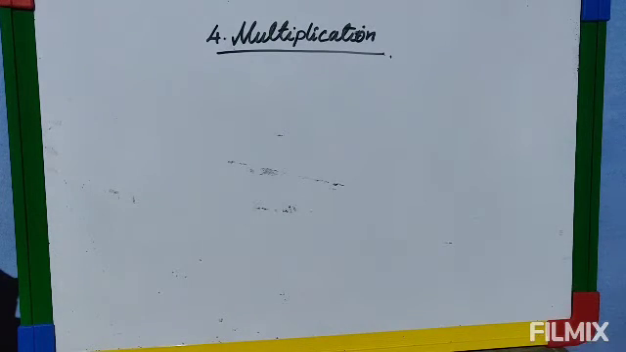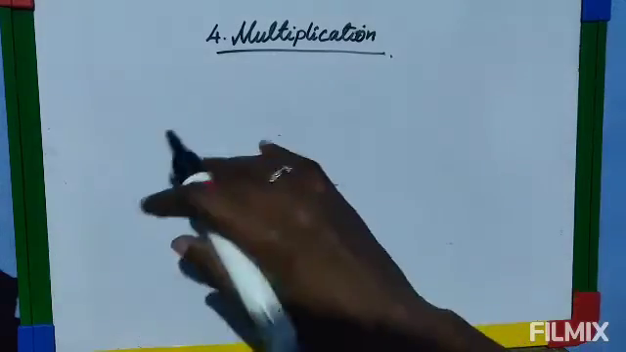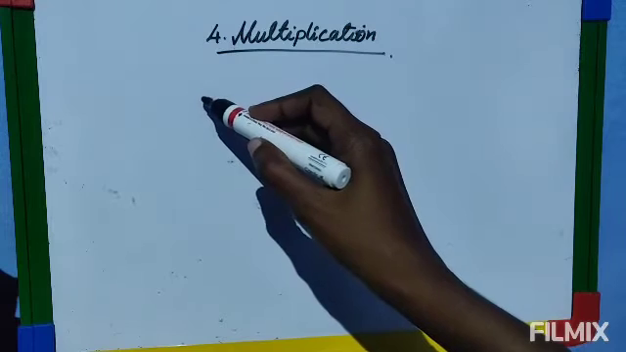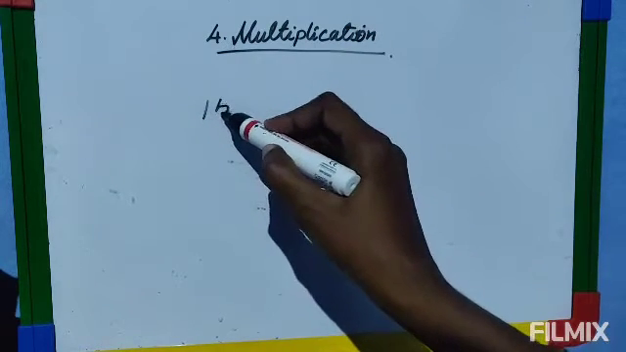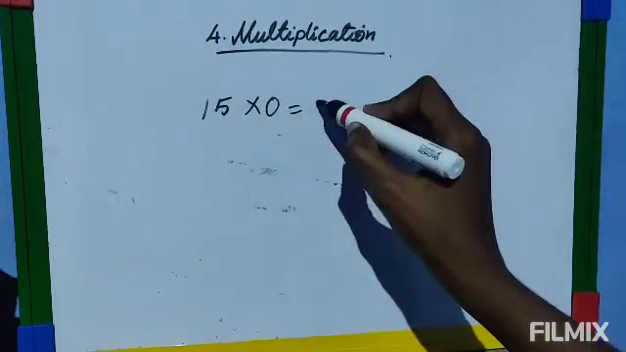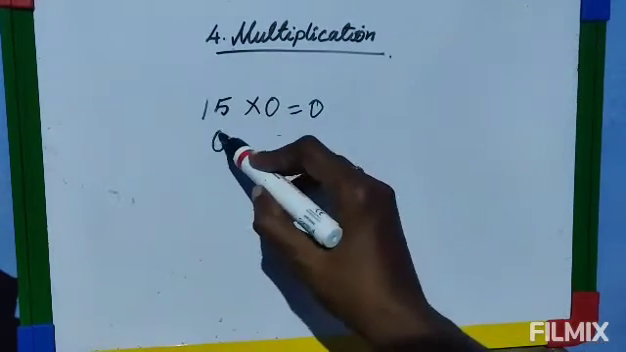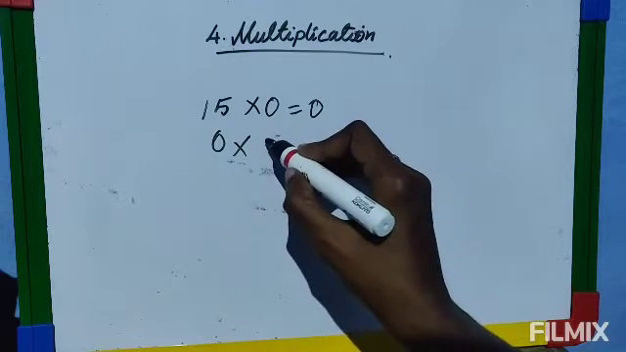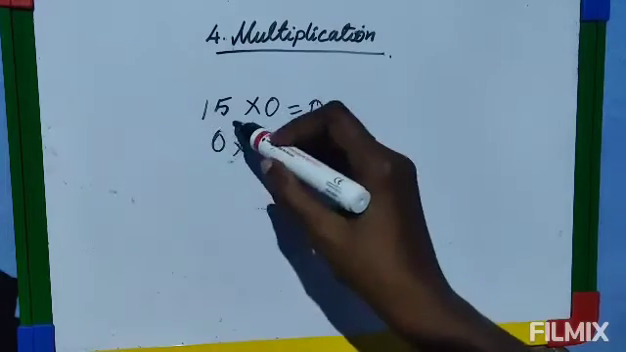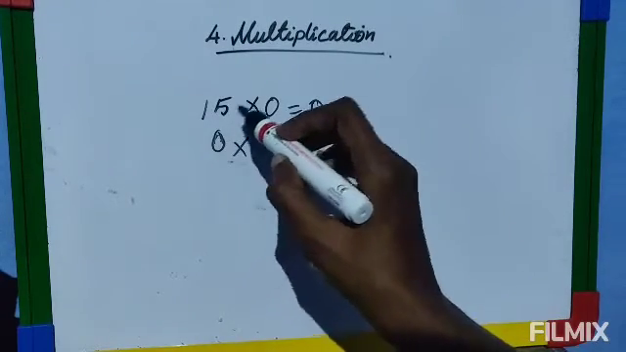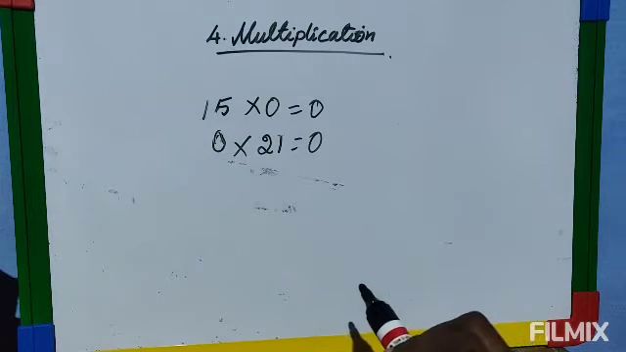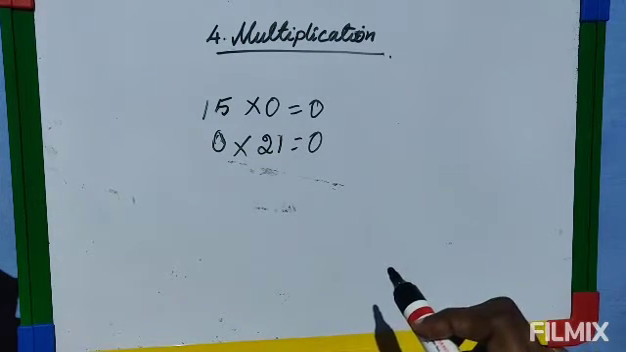last year you learned the multiplicative properties also, so I will just give a glance. If you multiply any number by 0, suppose there is a number 15 and you are multiplying by 0, then if you multiply any number by 0, 0 is the answer. 0 multiplied by any number is also 0. Okay, 0 multiplied by any number, or 5 multiplied by 0, any number multiplied by 0, the answer is 0.